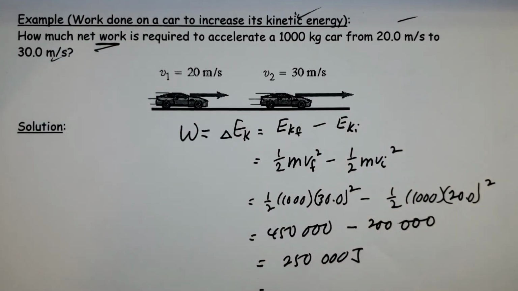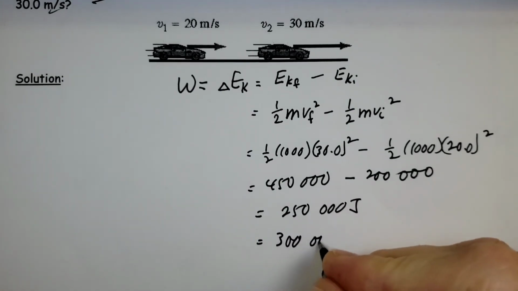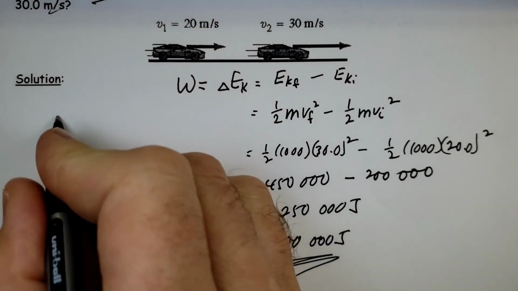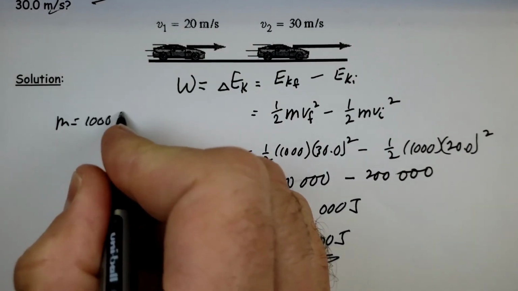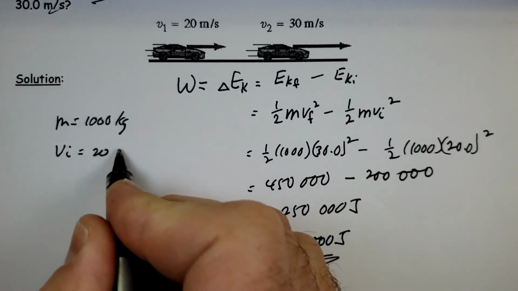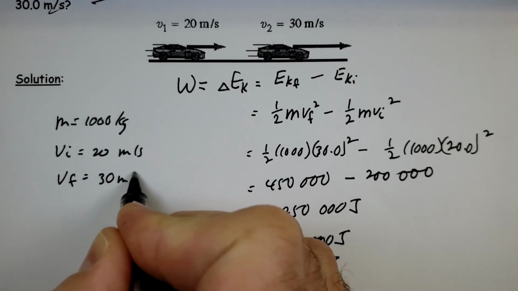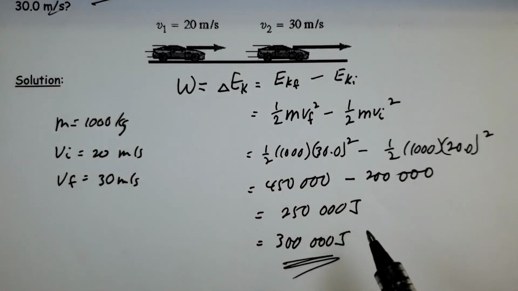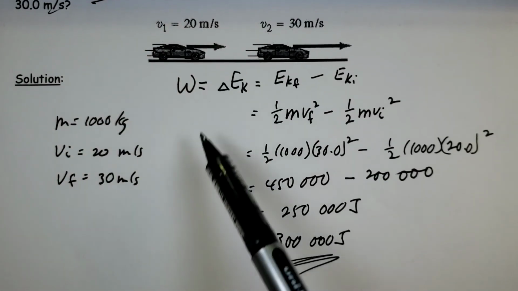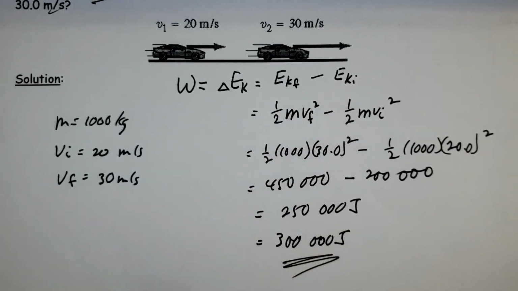So if we take a look there, 300,000 joules. That's because they've given the mass, and the initial velocity was 20 meters per second, and the final velocity was 30 meters per second. So we can see it's a kinetic energy change. A change in velocity is going to be a kinetic energy change, and work is a change in energy. So if we know the type of energy here, we can figure out work.